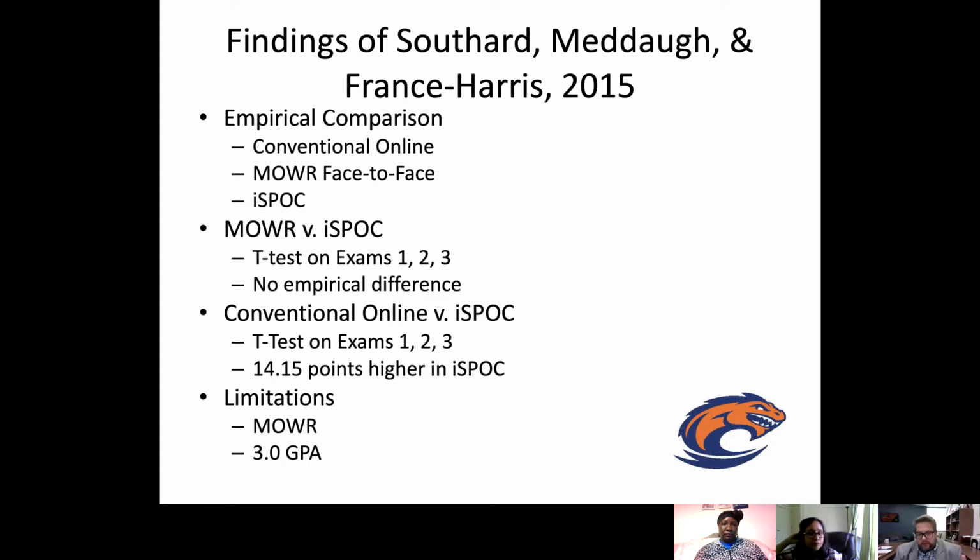And we just did some basic analysis with Move On When Ready versus iSpock, which was T-tests on their exams 1, 2, and 3 test scores, and found that there is no empirical difference between student performance with the dual enrollment, Move On When Ready, and iSpock. So that made you feel a little good. And then the conventional online versus iSpock, that's where we saw the big difference. Students in the iSpock class were scoring about 14 points higher on average on their tests than the traditional online classes. And so that was the moment where two of the professors were like, "See, this is the class that does it all. This is how we should move forward."